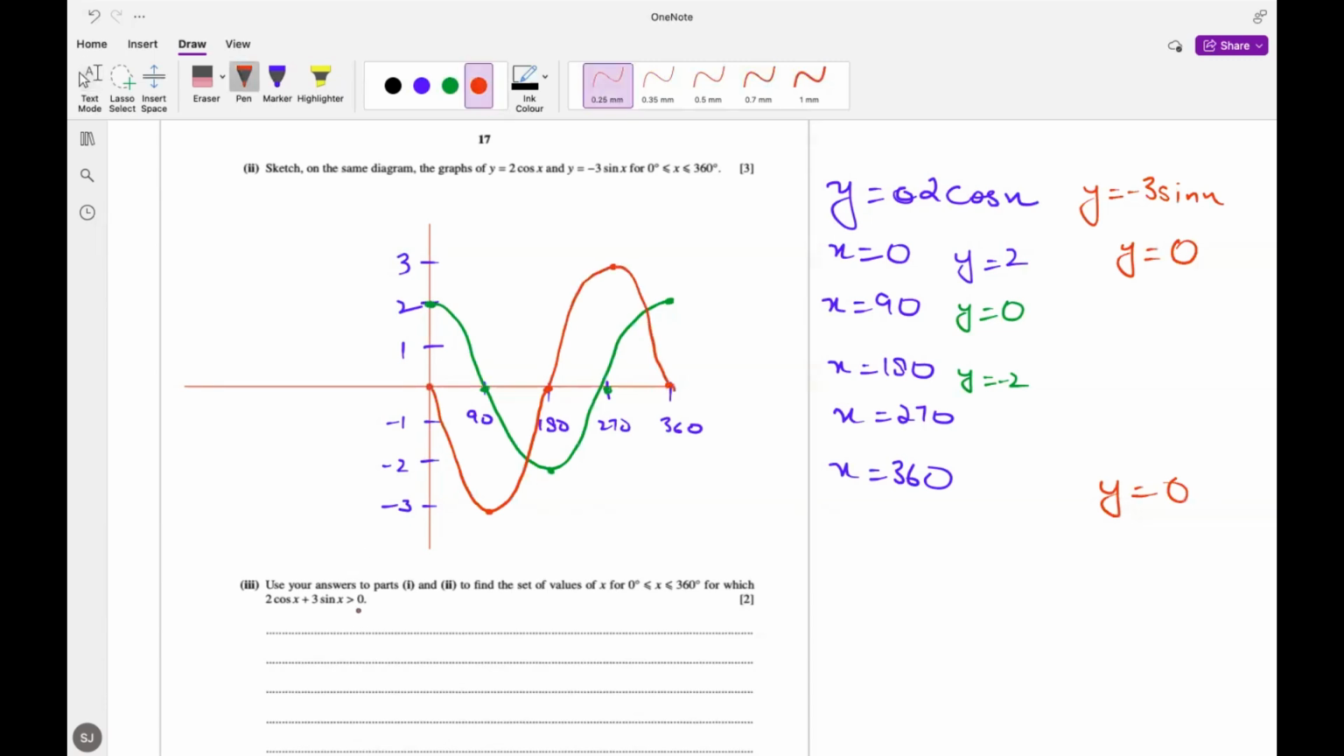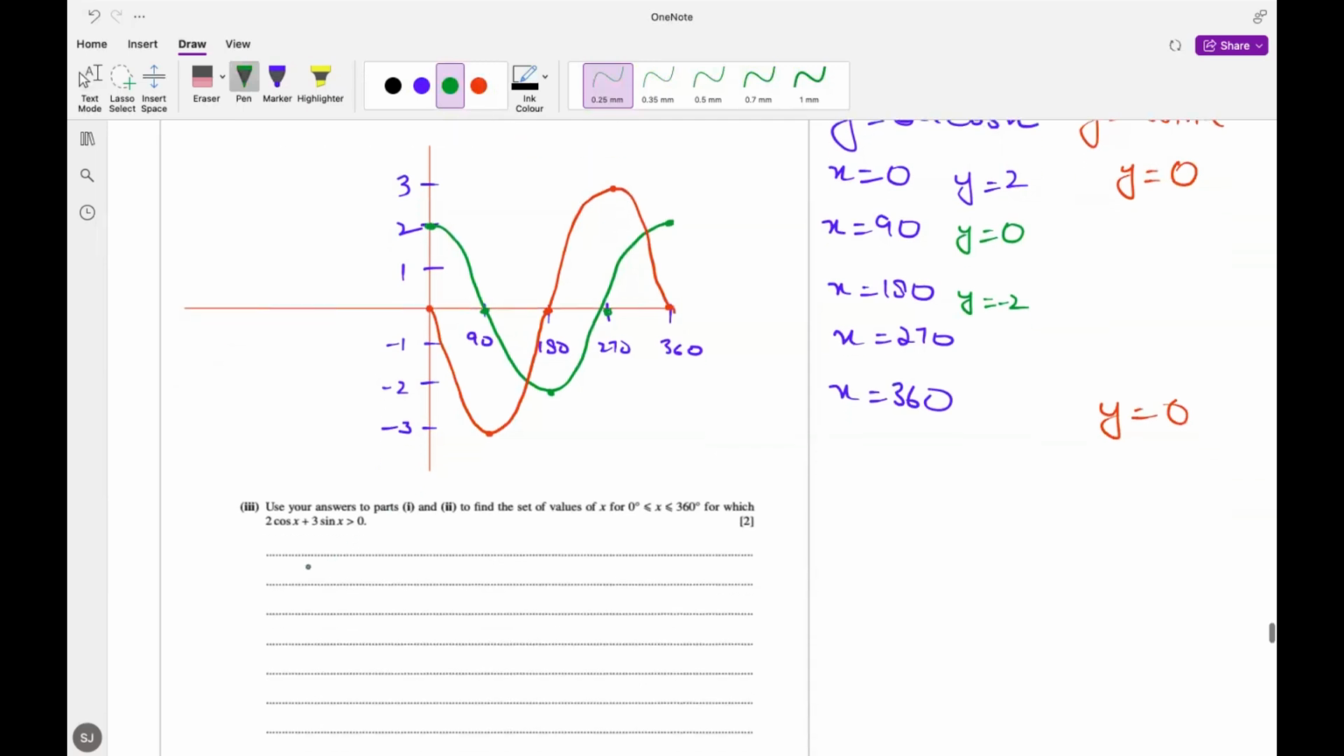Now in the last part, we have to use our answers to parts 1 and 2 to find the set of values of x for which 2 cos x plus 3 sin x is greater than 0. In the first step, we'll make sure that our equation looks like the graphs that we have made. We have 2 cos x and -3 sin x. So we can write this inequality as 2 cos of x is greater than -3 sin of x.